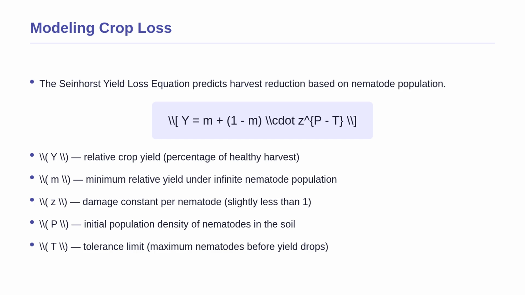Y is the relative crop yield you will actually get. Lowercase m is the minimum guaranteed yield, even in the worst-case scenario. The variable z is the damage constant, representing the specific harm caused by a single nematode. P stands for the initial population density in the soil, and T is the tolerance limit. If the population P is less than the tolerance T, the yield remains perfect. But as P increases beyond T, the yield drops exponentially.